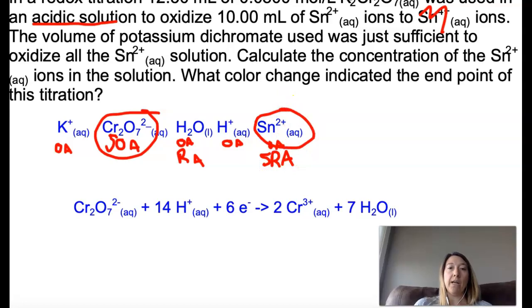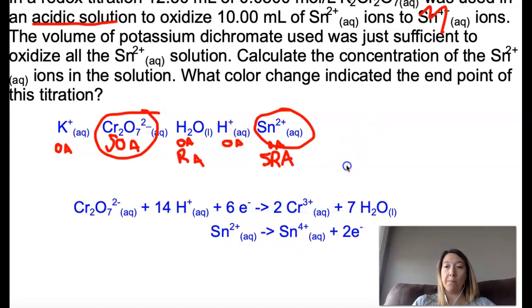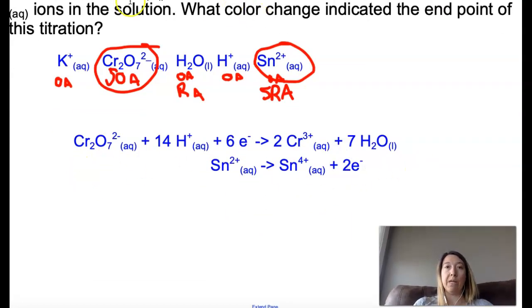Okay, so my second half reaction is going to be that Sn2+ aqueous turning into Sn4+ aqueous plus 2 electrons, right? And that's coming from my data booklet. I'm not making these things up. These are in my data booklet for me to obtain.